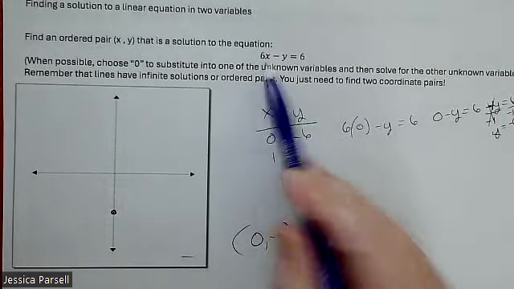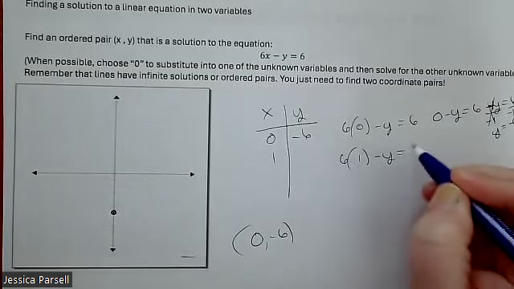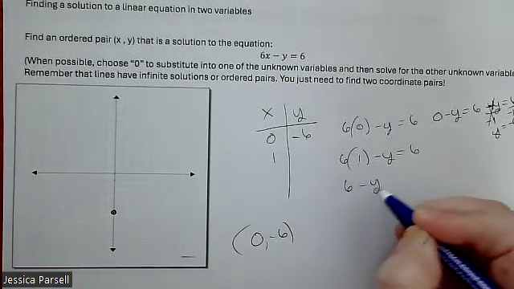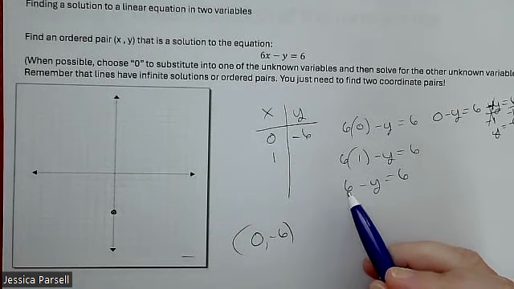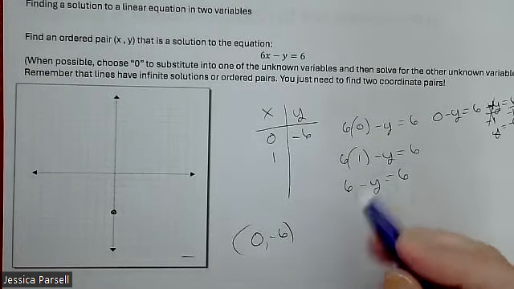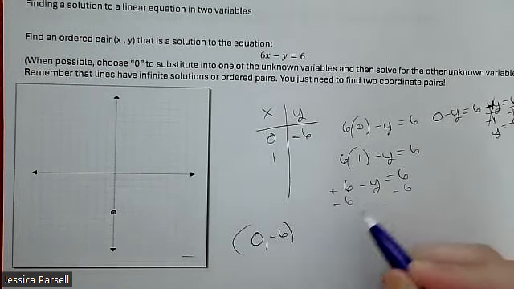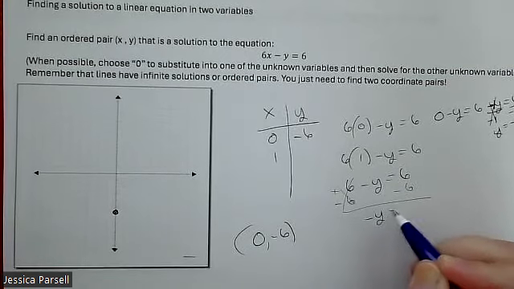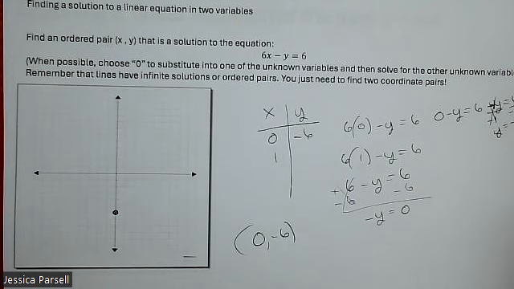Let's try putting a 1 in for x. All right, so let's put a 1 in for x. 6 times 1 minus y equals 6. Let's rewrite this. 6 times 1 is 6 minus y equals 6. This 6 is a positive 6. Let's move him over here to try to get y by itself. So that's what we're looking for, is y. Because it's a positive 6, I'm going to subtract it, which cancels it. -y equals whatever 6 minus 6 is, which we know is 0.